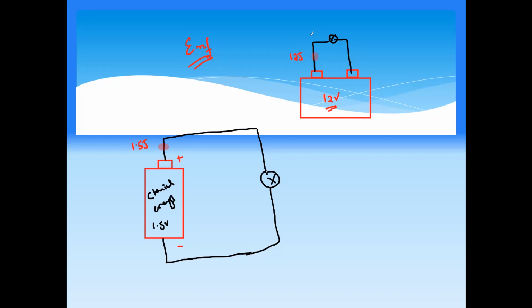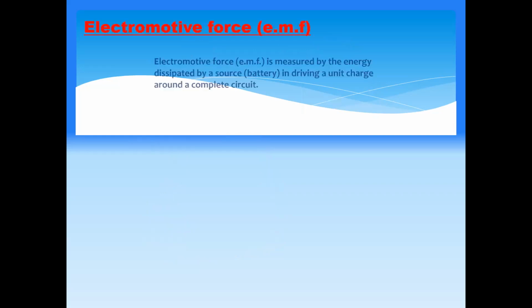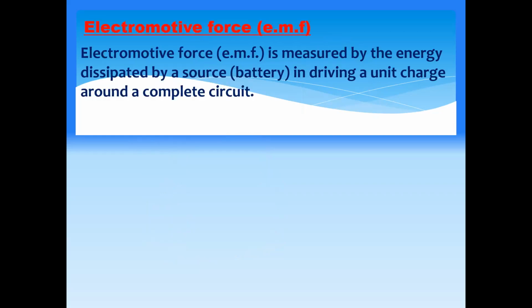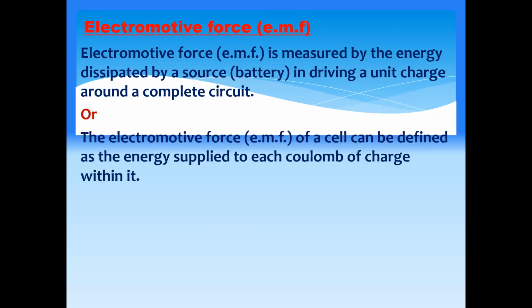So electromotive force, or EMF, is basically work done on unit charge, or the energy supplied to the charge to move it around the circuit. Electromotive force is measured by the energy supplied by a source or a battery in driving a unit charge, or 1 coulomb of charge, around a complete circuit. Or we can also say the electromotive force of a cell is defined as the energy supplied to each coulomb of charge within it.